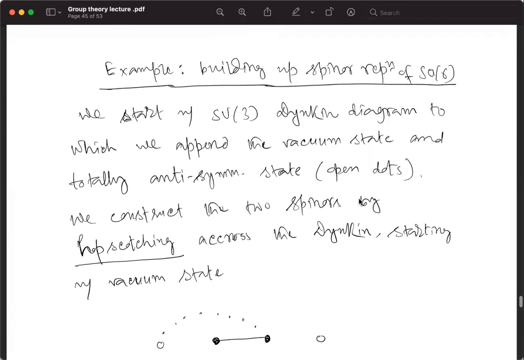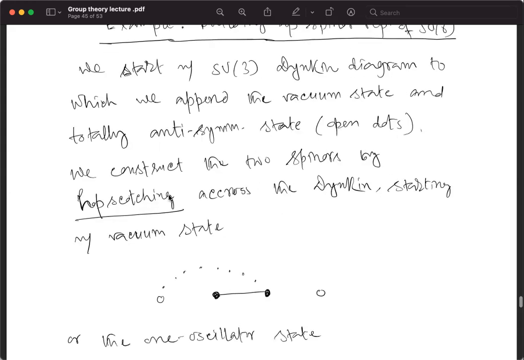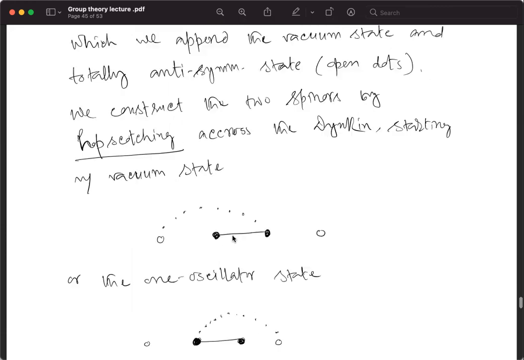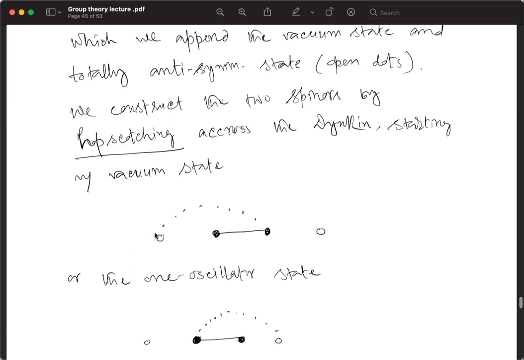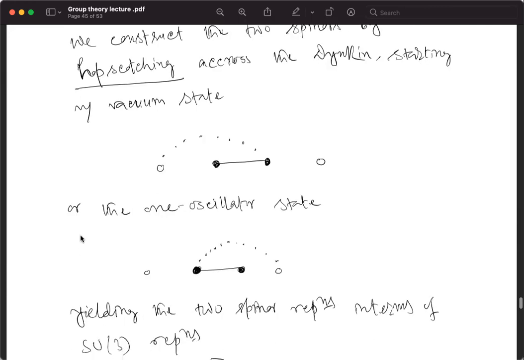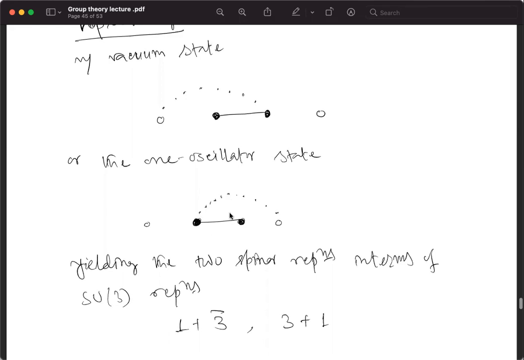Now let's try to figure out an example. Let's try to build up the spinor representation of SO(6). So we start with an SU(3) Dynkin diagram to which we append the vacuum state and the totally antisymmetric state, which are the open dots. We construct the two spinors by hopscotching across the Dynkin diagram, starting with the vacuum state. So this is the SU(3), and then you have the vacuum state, and then the hopscotching, and you have a one-oscillator state, and there's another way of hopscotching like this.